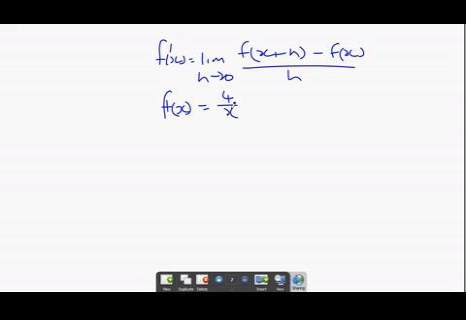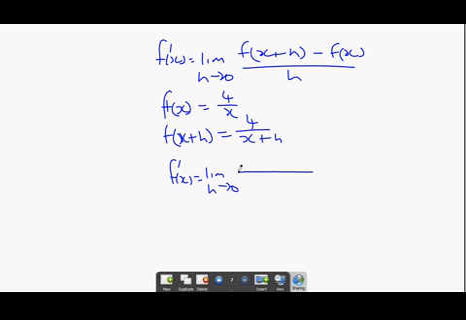which would then mean that our f(x + h) is equal to 4 over (x + h), whereby we just substituted the x with x plus h, and then we substitute into our first principle formula. f'(x) is equal to the limit as h goes to 0, and then we simply substitute it: 4 over (x + h) minus 4 over x, divided by h.